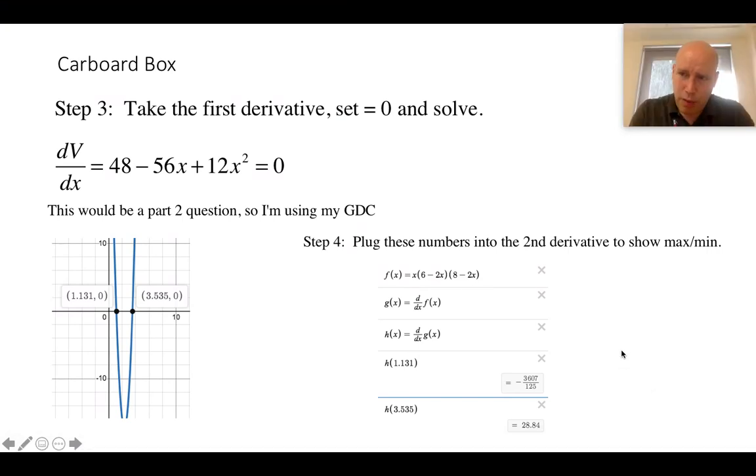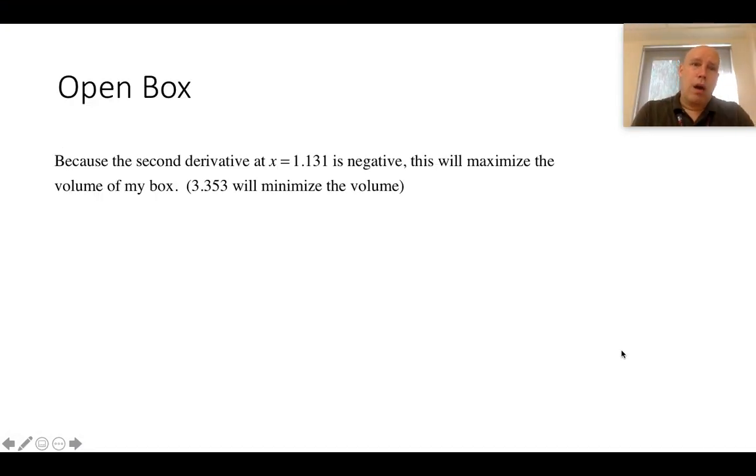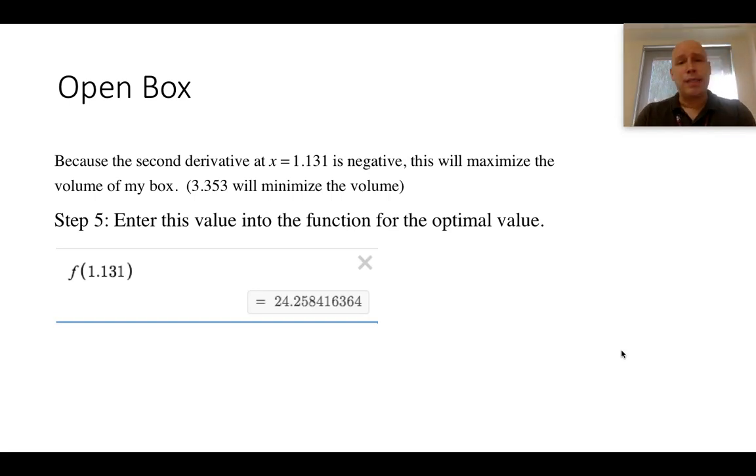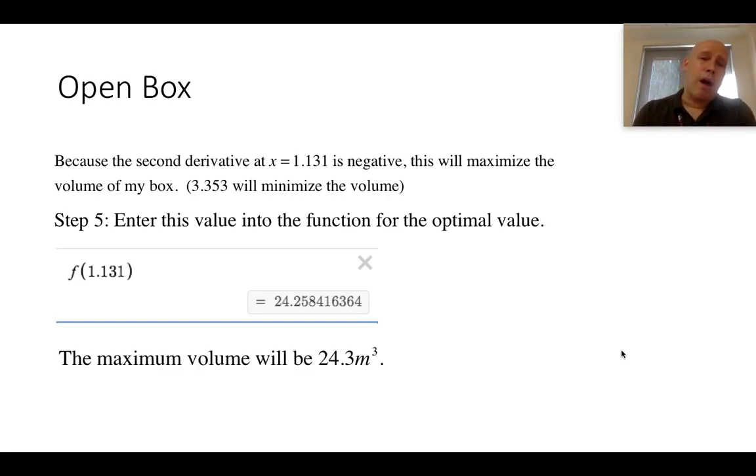Okay, let's get back to the presentation. Because the second derivative at 1.131 is negative, this will maximize the volume. Enter this value into the function for the optimal value, and we can see that the maximum volume will be 24.3 meters cubed.